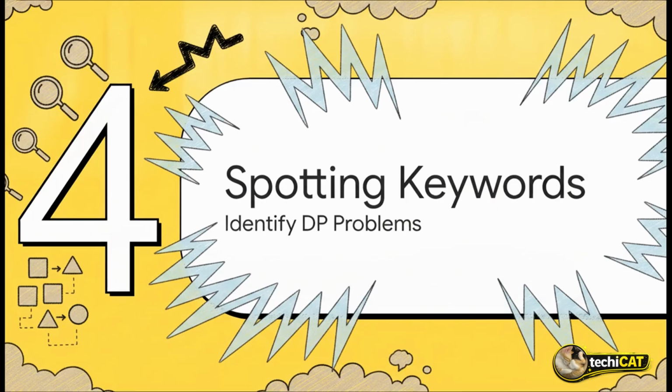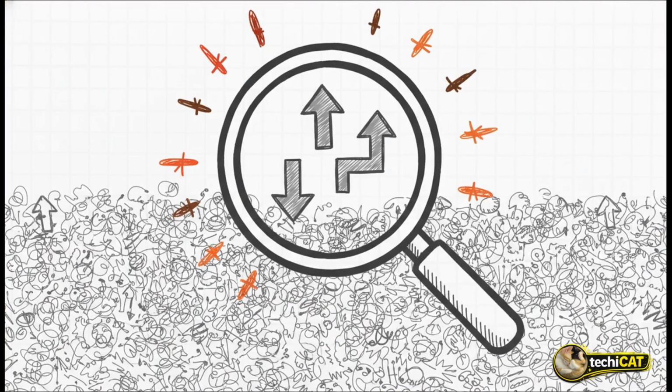Moving on to Section 4, spotting the keywords. Now that we've got the mechanics down, let's talk practical cheat codes. Interviewers are almost never going to just hand it to you and say, hey, use dynamic programming for this one. Nope. They hide it behind very specific phrasing.